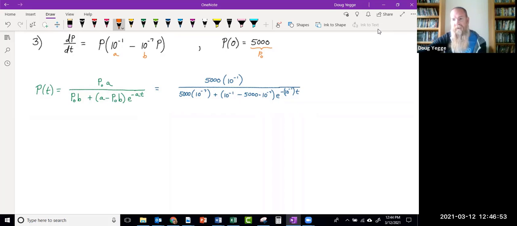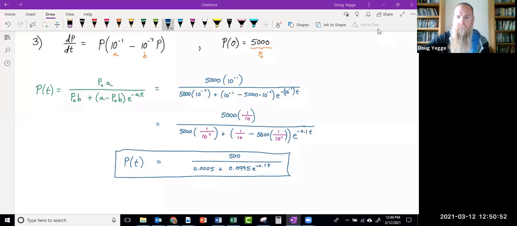You should recognize that 10 to the negative 1 is 1/10. 10 to the negative 7 is 1 over 10 to the 7. So if I start simplifying each of these, we could just start canceling out some particular quantities. So when we realize that 10 to the negative 1 is 1/10 and 10 to the negative 7 is 1 over 10 to the 7th, then we could realize that 5,000 is 5 times 10 to the 3rd. So we could actually cancel that out to give 5 over 10 to the 4th, which is 0.00005. And then over here, same thing, you would just calculate this. This simplifies to be 0.0995. And of course, the numerator becomes 500.